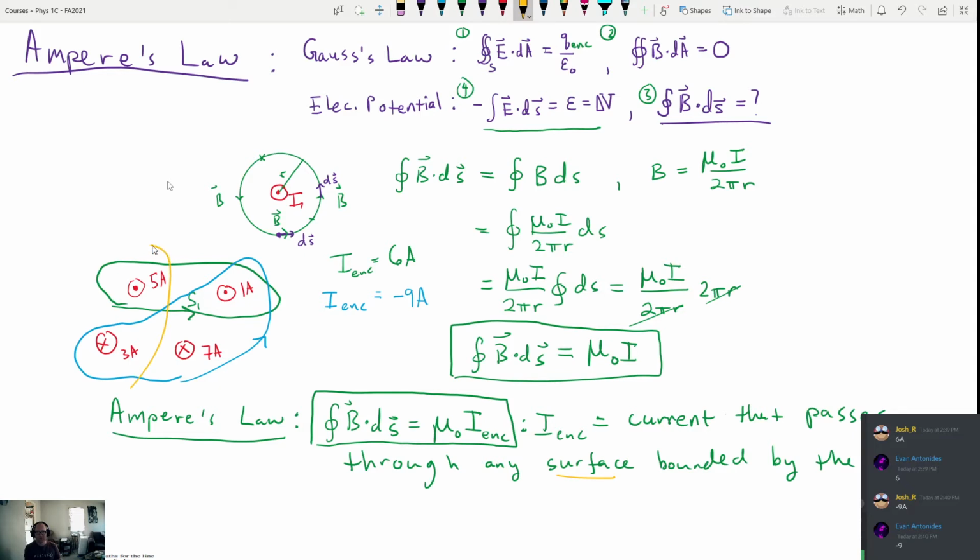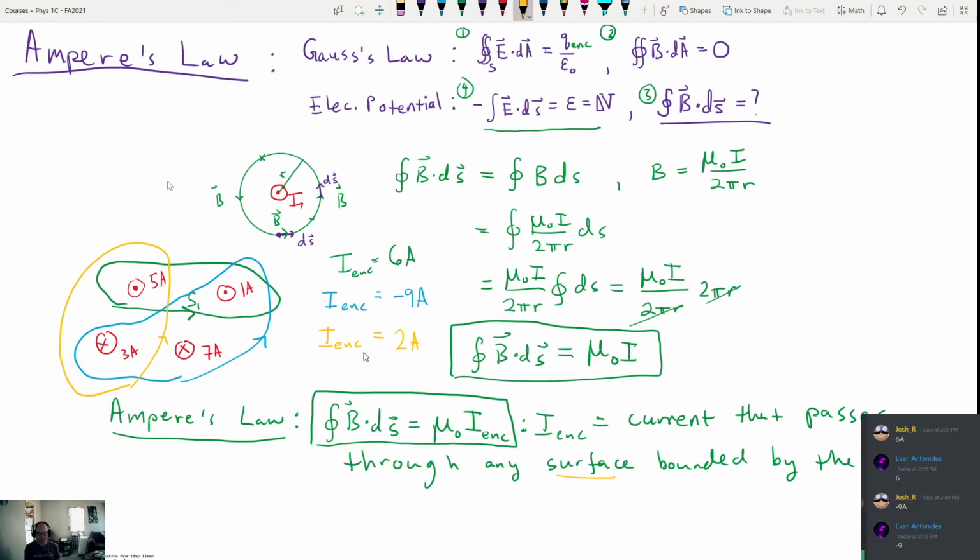Let's do another one in yellow. What about this one? Again, we're going to continue to go counterclockwise. What about the yellow path? What's I enclosed there? We got 5 coming out. We've got 3 going in. 5 minus 3 is 2. Positive 2. Pretty easy, right? Pretty easy. So what happens when we go in the opposite direction?